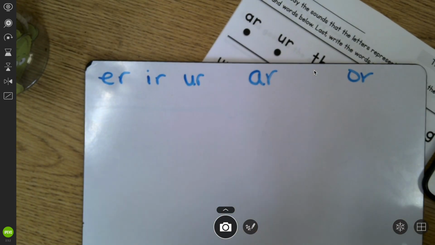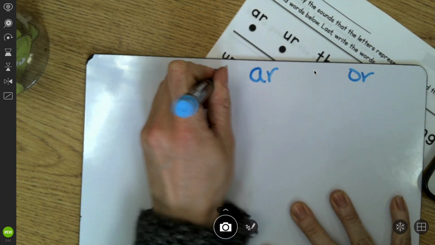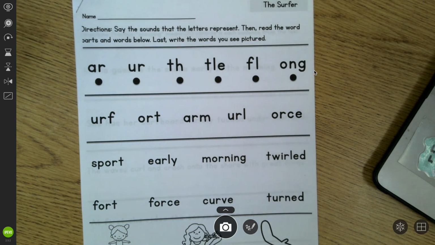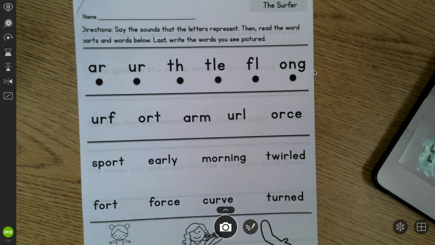Here we go. Let's get into our reading. So I gave you the surfer packet. So why don't you get that out now? Okay, and we're going to start on the first page.